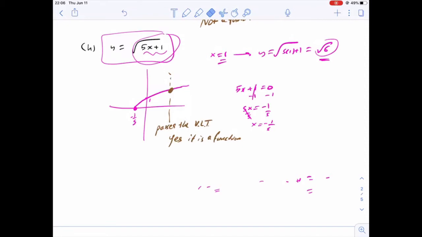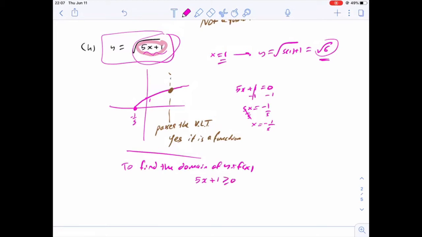In order to do that, if we have a square root, we can look at the expression inside the square root, and we want to find the domain of y. We set the expression inside the square root greater than or equal to 0. 5x plus 1, we want this to be greater than or equal to 0. Because if we have square root of 0, that's 0. Square root of any number greater than 0, that's allowed. That's okay. But square root of any negative number is not allowed. That's why I used greater than or equal to 0. We want the expression inside the square root to be greater than or equal to 0.